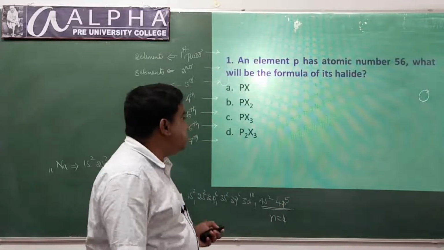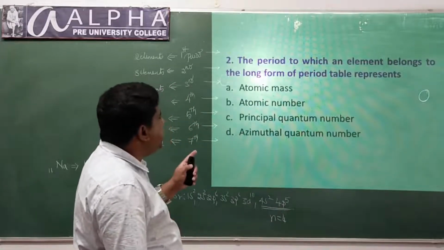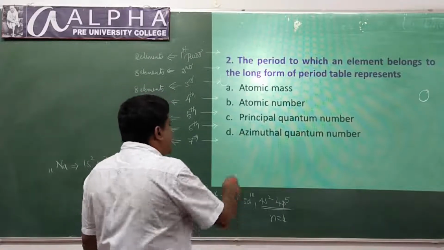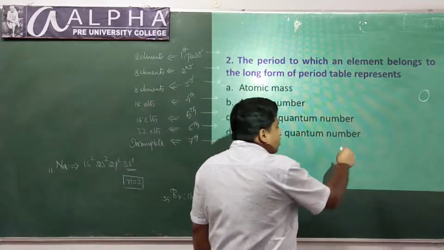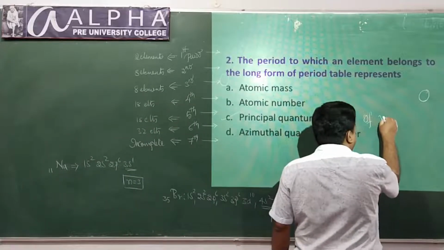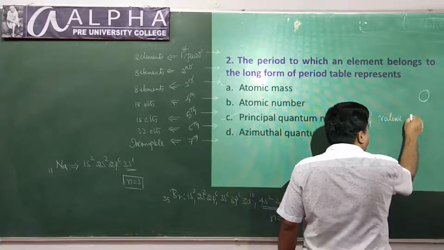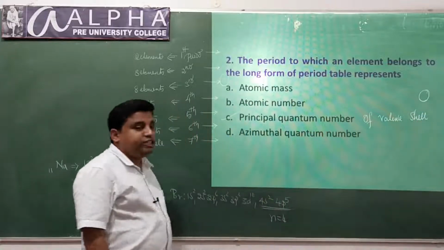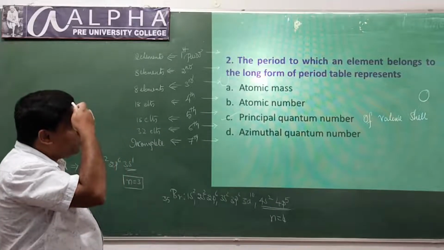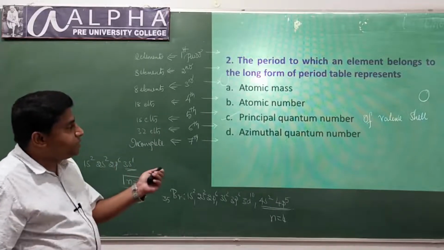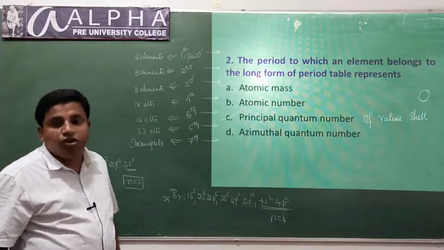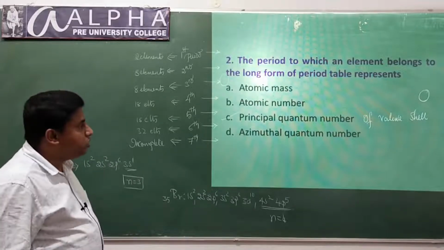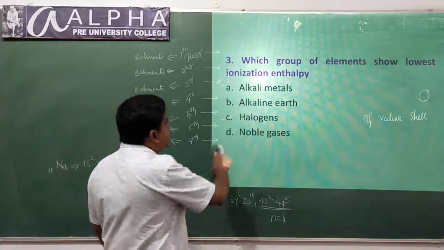So let us answer that question. The period to which an element belongs in the long form of the periodic table represents what? Principal quantum number of the valency shell. Is that correct? Yes, the period to which an element belongs in the long form of the periodic table represents the principal quantum number of the valency shell. I hope this is clear now. Any doubts? Now, let us go with the next question.